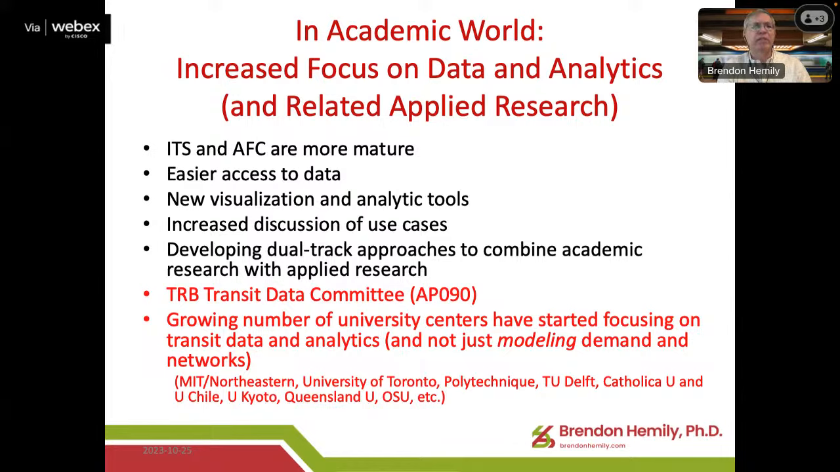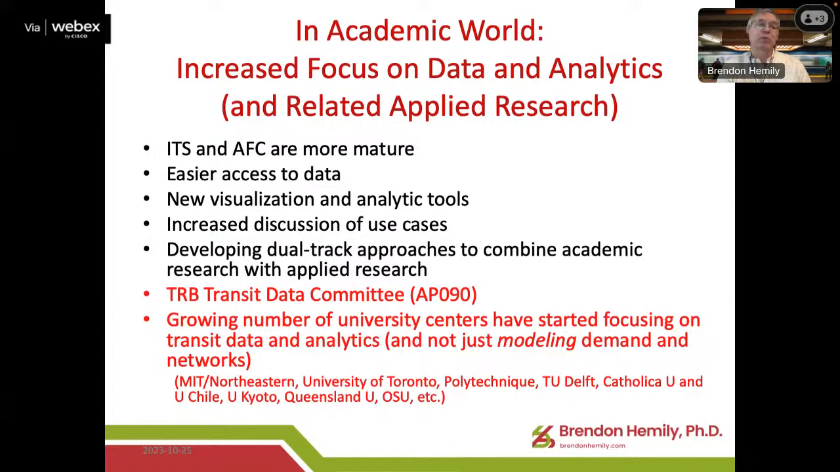Technologies that create the data are more mature. That makes the data easier to access. There are new visualization and analytic tools that are becoming more commonplace. Increased discussion of use cases. And I think a small but growing number of academics have figured out ways to do a dual track approach, where they can combine academic research with applied research. Not easy, but I see more and more of it.